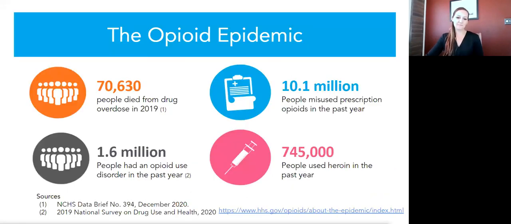Okay, so we are all familiar with the opioid epidemic. Here's some information from 2019. 70,000 people died from a drug overdose in 2019. Over 10 million people misused prescription opioids in that past year. 1.6 million had an opioid use disorder in that past year, and 745,000 people used heroin in that year. Those are staggering statistics, and I think we're all very familiar with them, but let's talk about what we can do about it.